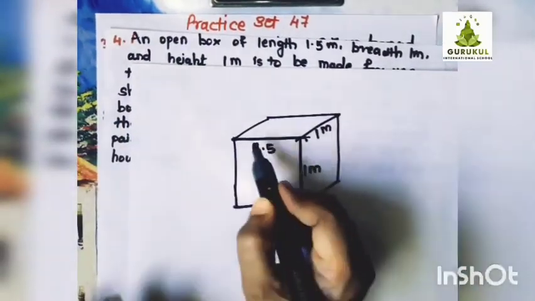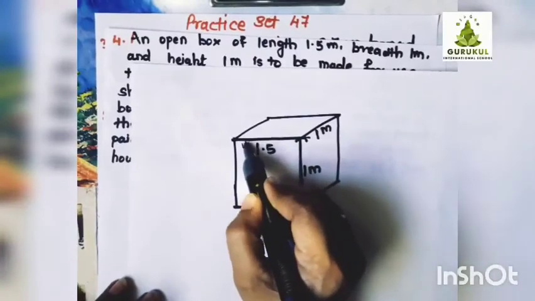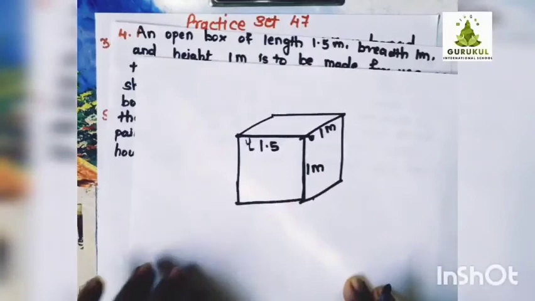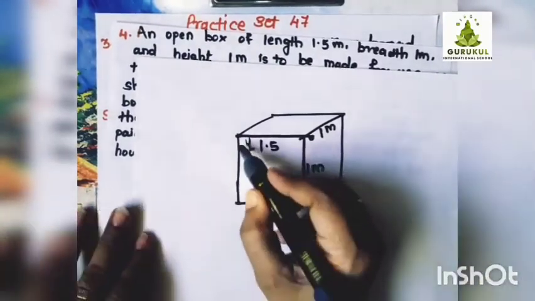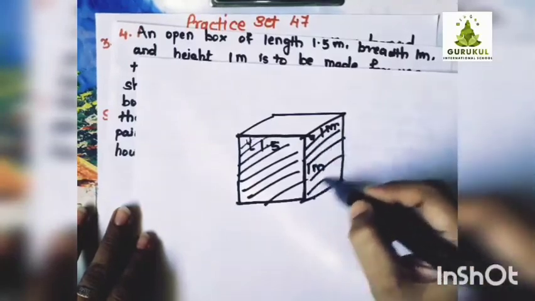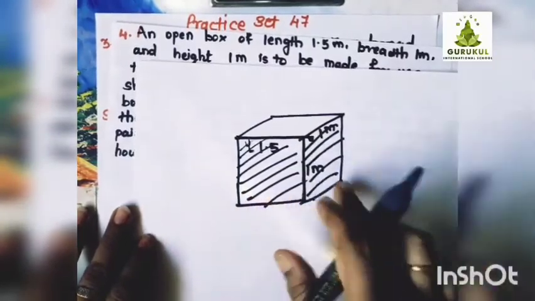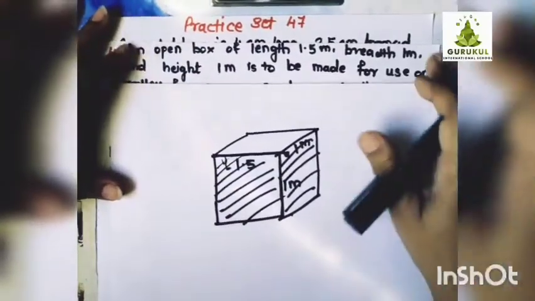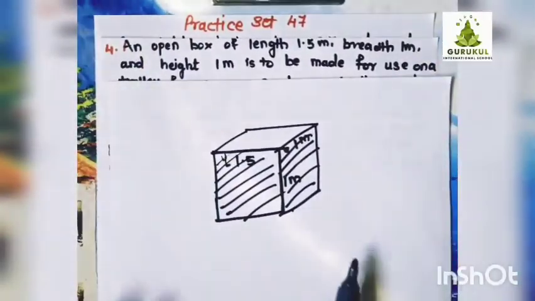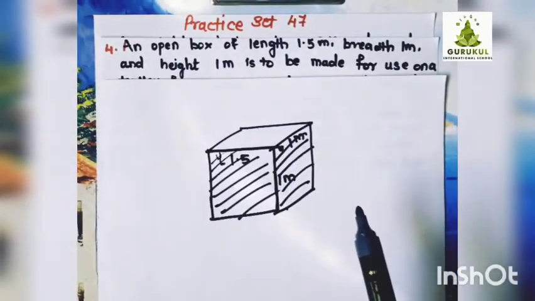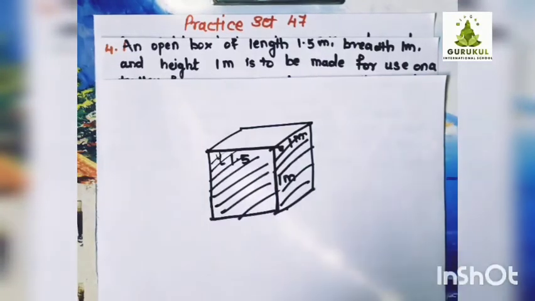Correct? This is length. This is breadth. And this box is an open box, which means it has to be made from sheet metal and you have to cover it from inside and outside. Now what do we have to do first? Since this is an open box, the upper part is not to be painted, it is not to be included in the surface area of the cuboid.